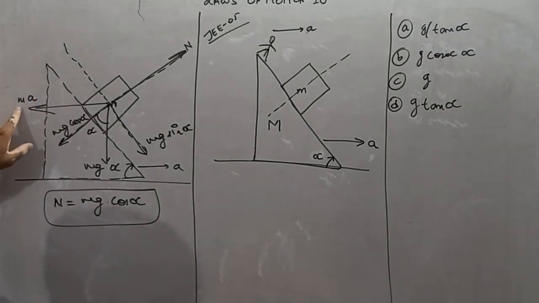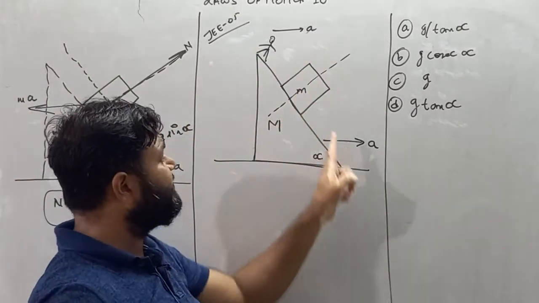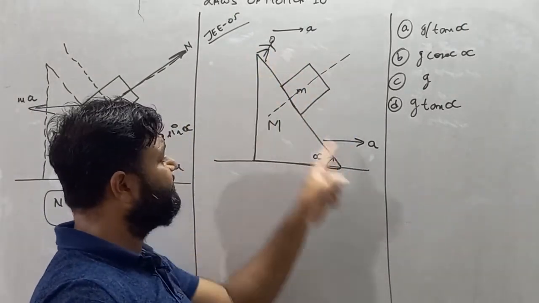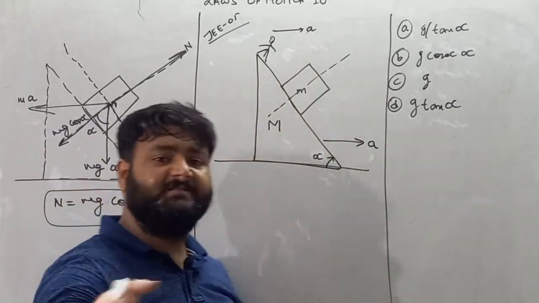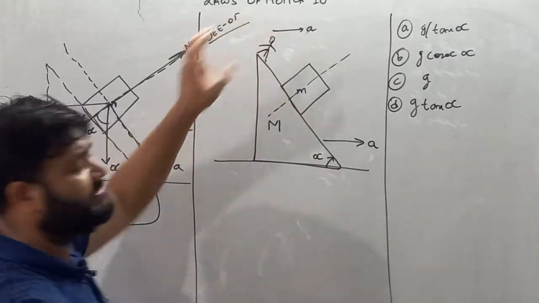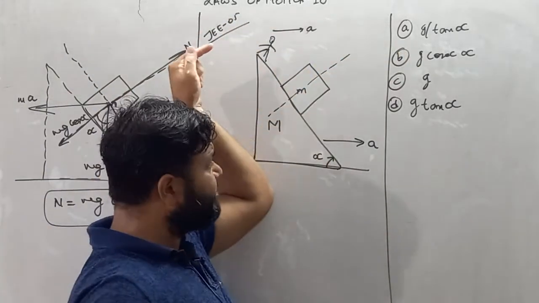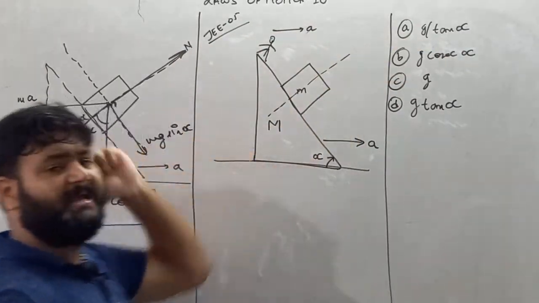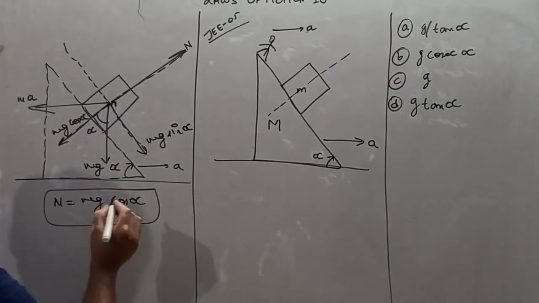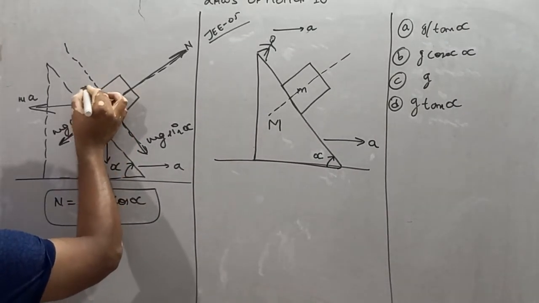Now see, m is the mass of the block and a is the acceleration of the observer, and the acceleration of the observer and the acceleration of the inclined plane are the same, because the inclined plane is an accelerating object on which I am standing. So the acceleration of the observer is in this direction, and we'll apply pseudo force in the backward direction. Now see, if this angle is alpha, then this angle is also alpha.